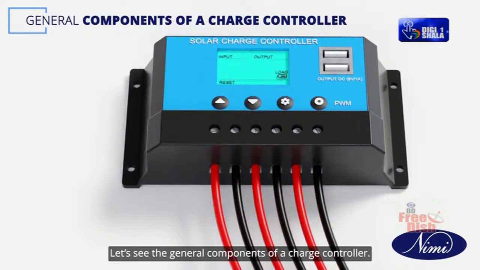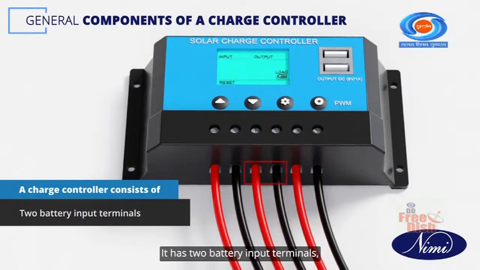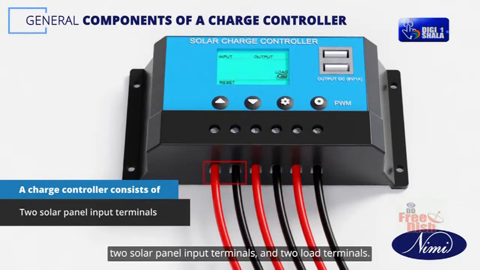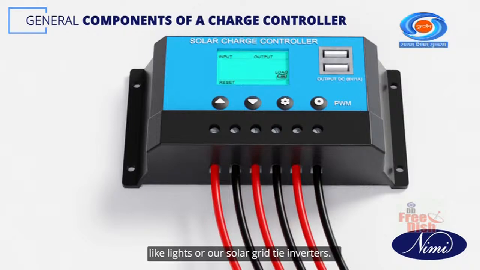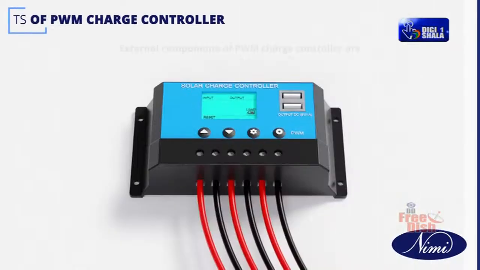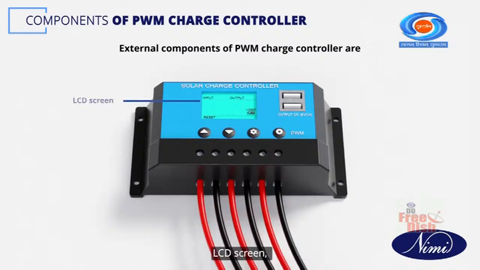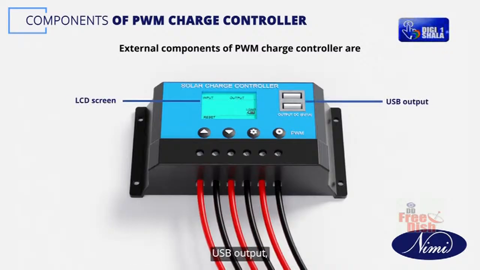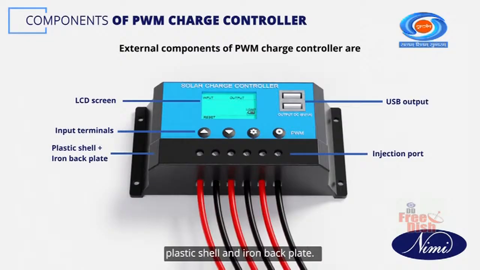Let's see the general components of a charge controller. It has two battery input terminals, two solar panel input terminals, and two load terminals. The load terminals are for running various DC loads like lights or our solar grid tie inverters. The external components of PWM charge controller are LCD screen, USB output, input terminals, injection port, plastic shell and iron backplate.